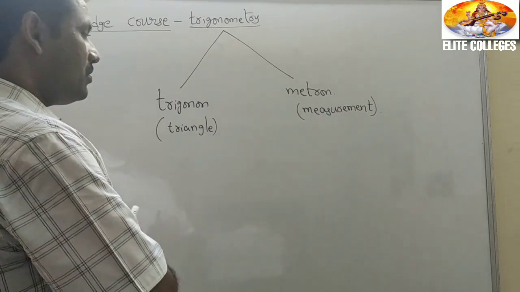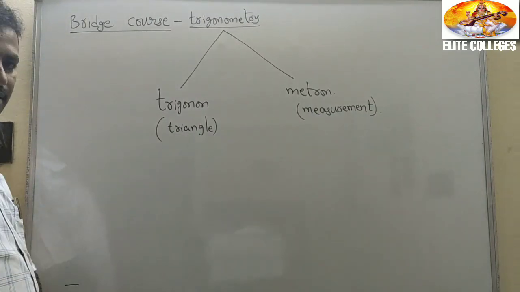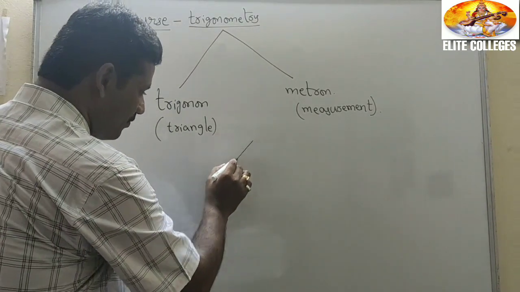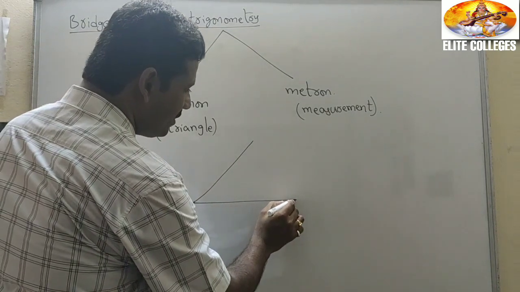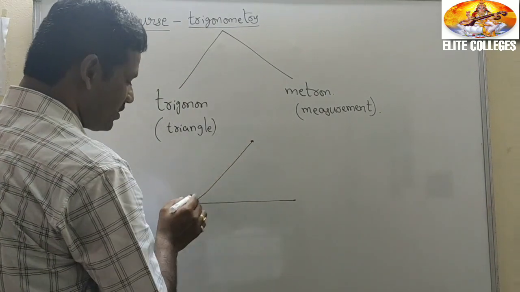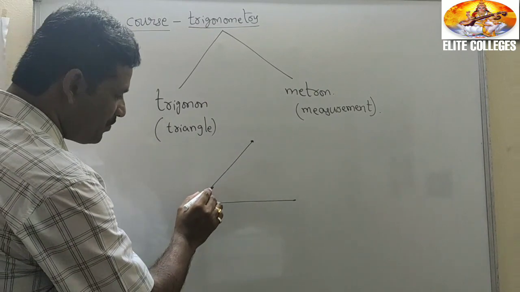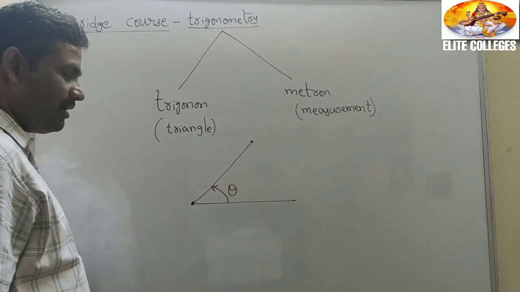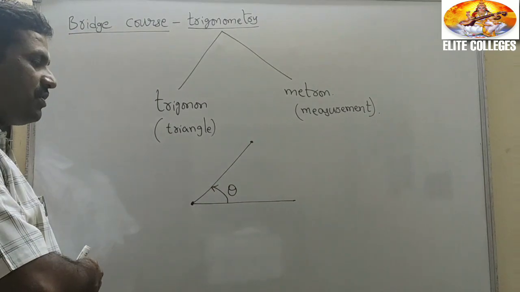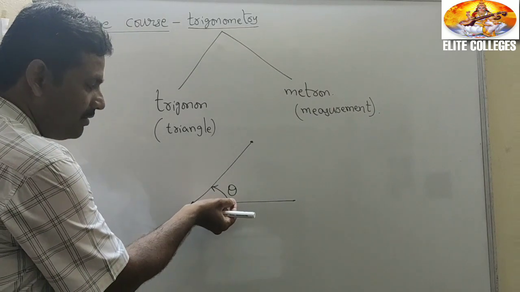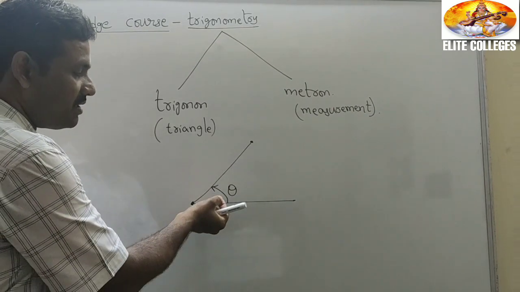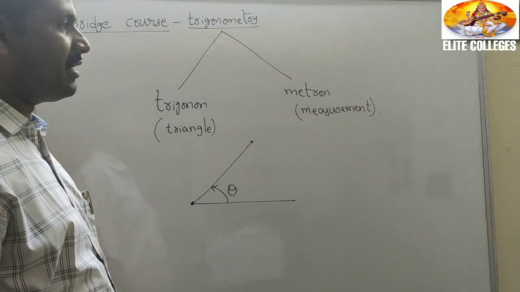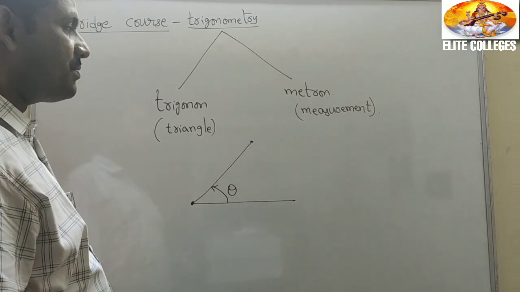Now we have to measure the angle. How do we measure angles? This is the angle. The angle is made by the union of two rays with one common endpoint. This is the way we measure the angle theta. We always measure the angle in the anti-clockwise direction. This is the positive direction.